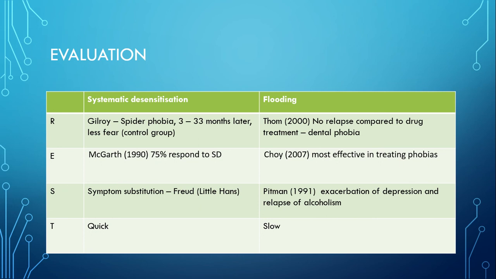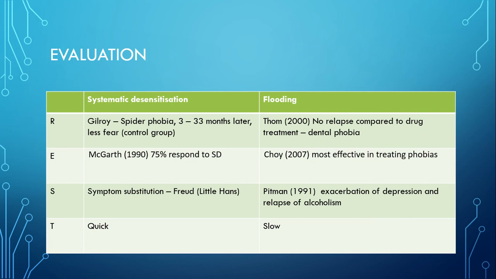Effectiveness. So McGrath in 1990 found that 75% of participants with a phobia did respond to systematic desensitization, and this seemed particularly significant with actual in vivo exposure as well. And a weakness, however, is side effects. A weakness is that you can experience side effects.